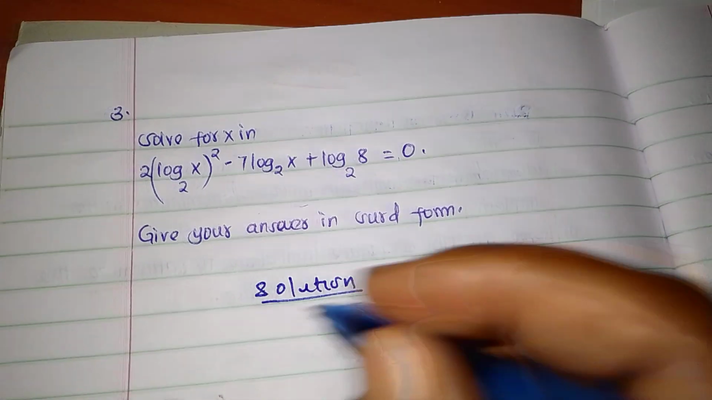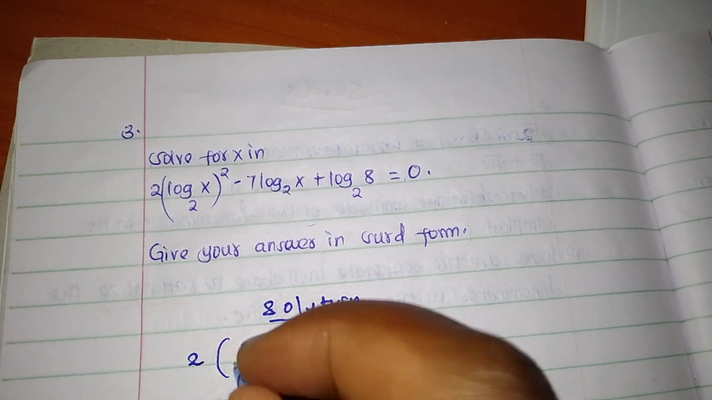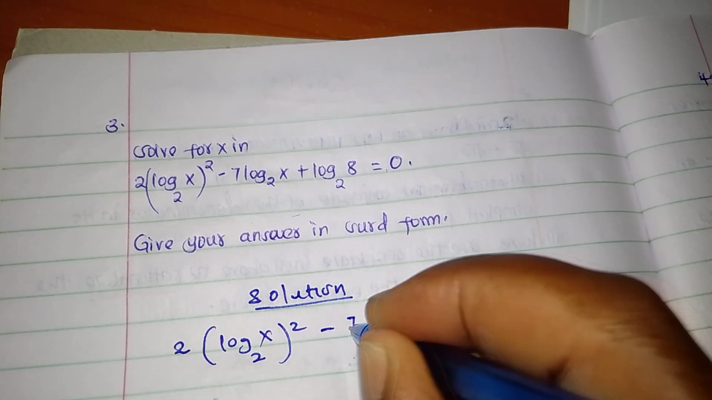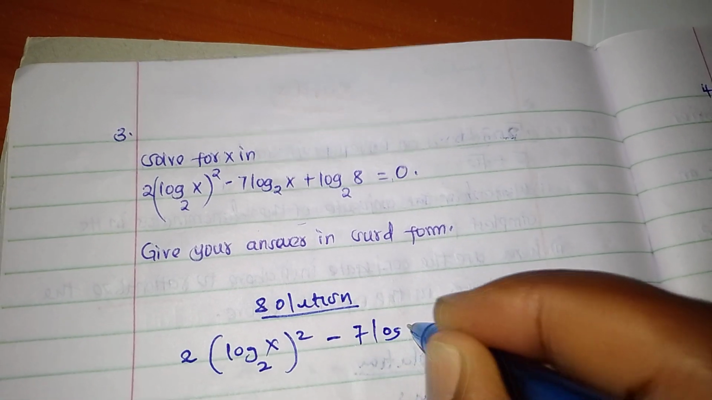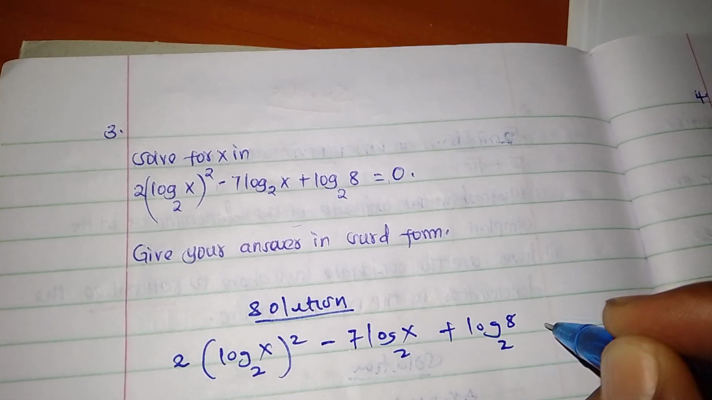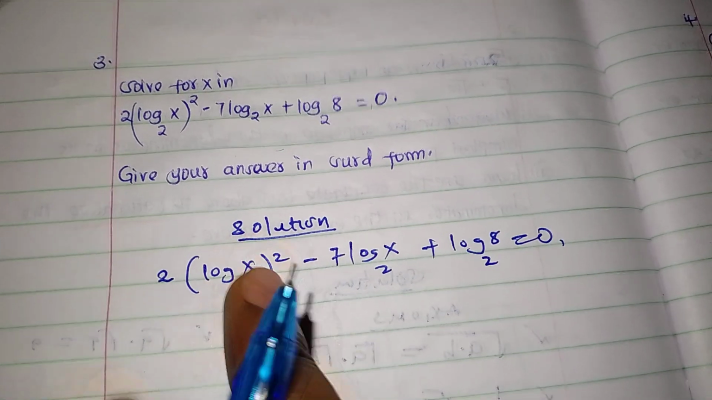So we have 2 into bracket log x to base 2 square minus 7 log of x to base 2 plus log of 8 base 2 equals to 0. Okay, to me that seems to be a quadratic equation.